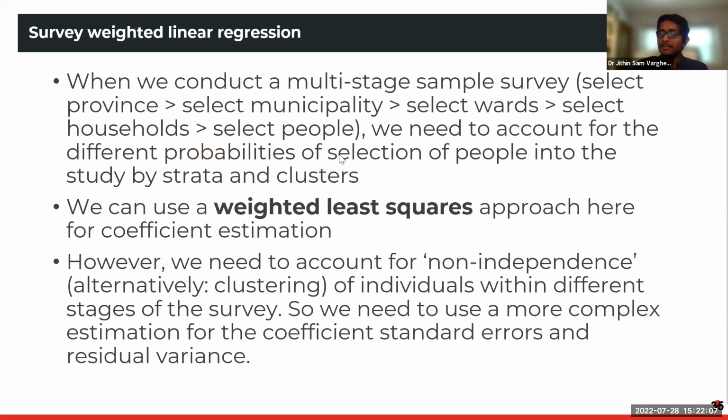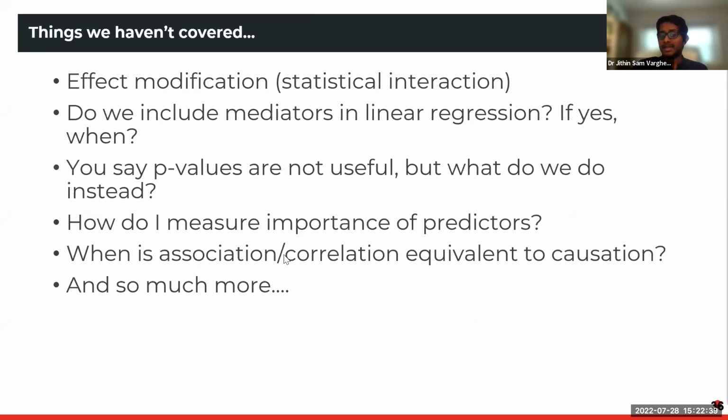Now, when we conduct a multi-stage sample survey, we select a province, we select a municipality, we select a ward, select a household, select people. So we need to account for the different probabilities of selection of people into the study by strata and by clusters. We can use a weighted least squares approach for coefficient estimation. However, we need to account for this non-independence, or the clustering within different stages of the survey. And that would give us better values of the standard errors and residual variance. Now, there are a lot of things which we haven't covered so far, and it might be good to just Google these things up and learn them yourself.